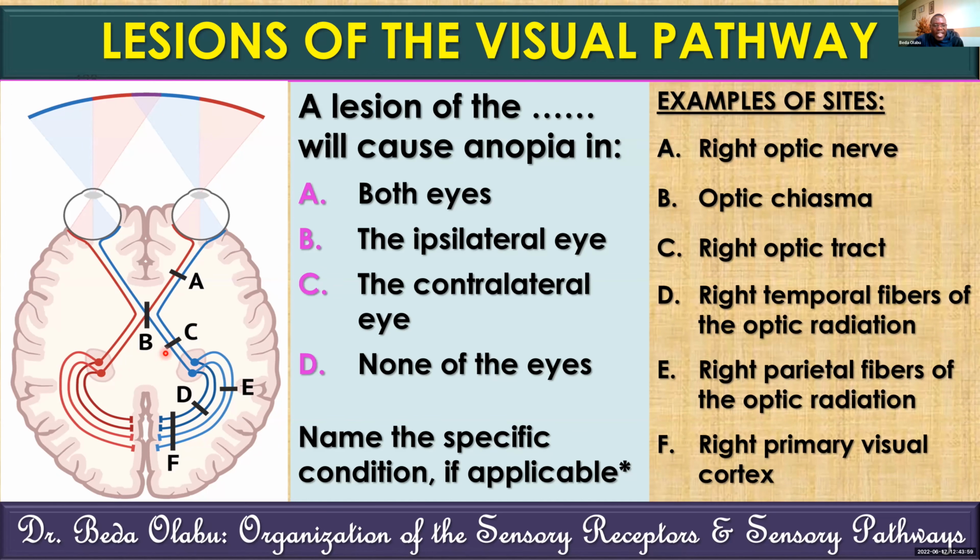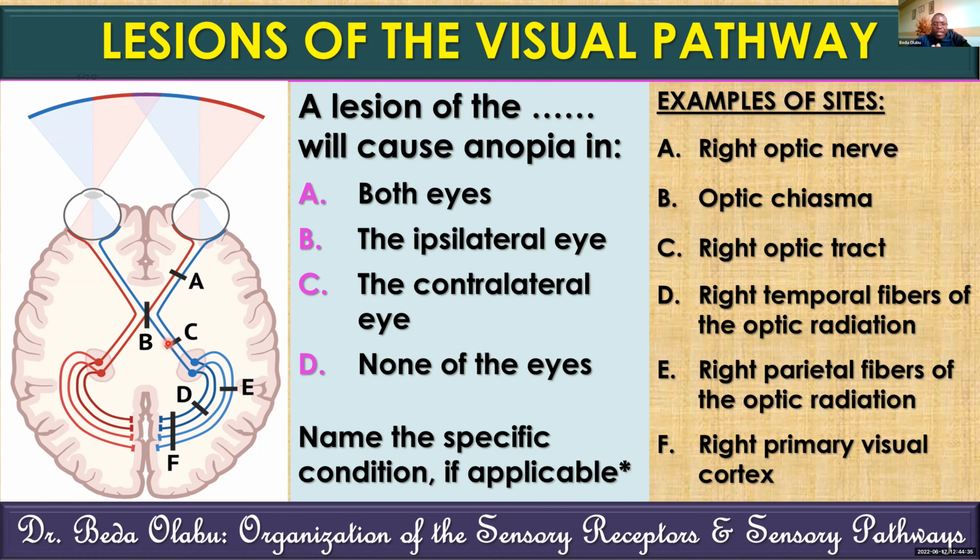If this is the right optic tract, it carries information from the contralateral visual field. So if I injure the optic tract, I lose a whole visual field. If I injure the right one, I lose the left field. If I injure the left one, I lose the right field. So the term given is contralateral homonymous hemianopia.